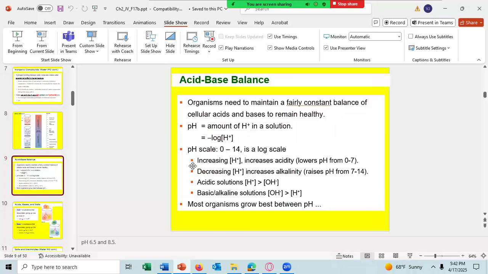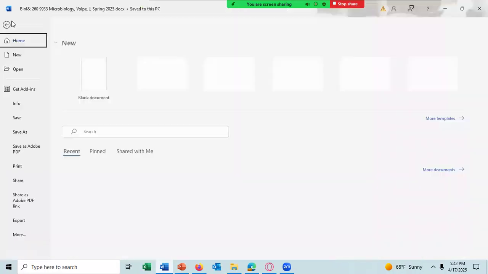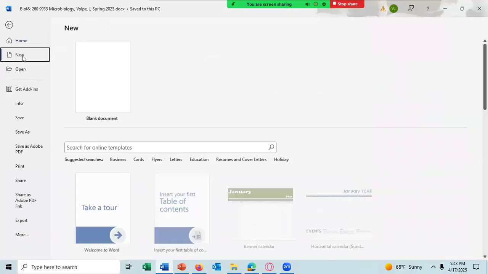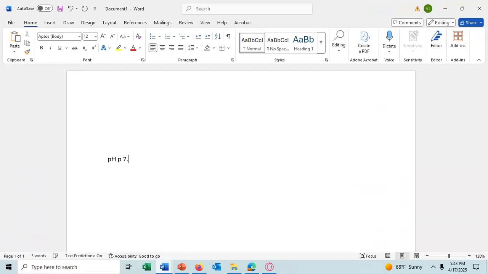Let me explain to you what pH 7 equals. So let's go right here. pH equal to 7, and I'll get this bigger in a minute here.